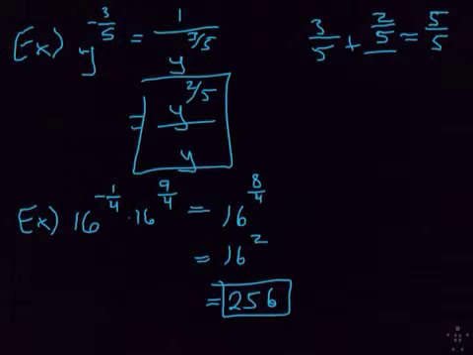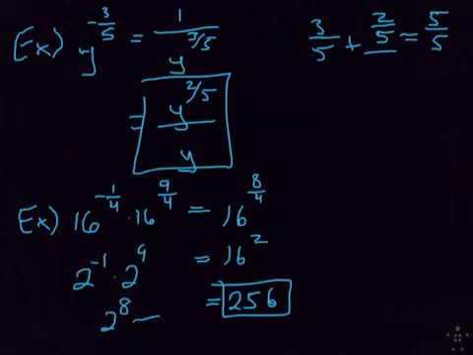So there are several ways that you could go about this problem. You could take the 4th root right away, and in that case you would get 2 to the negative 1st power, the 4th root of the other 16, 2 to the 9th power, and then you get 2 to the 8th. That would be one way to go about it. I think this strategy is easier.